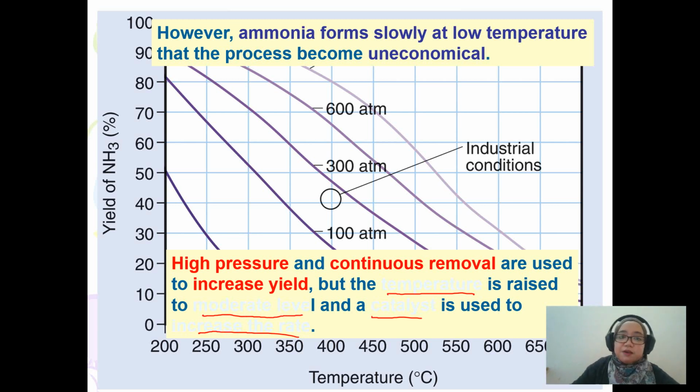So, dekat sini disebabkan ammonia ni dia akan form sangat slow kalau dekat low temperature. So, dia sangat-sangat menjadikan satu proses tu tak ekonomi lah. Dia banyak berguna, ongkosnya banyak kan. So, untuk increasekan formation of NH3, dia akan gunakan high pressure and continuous removal of NH3 so that dia boleh increase the yield of ammonia. Tapi, temperature dia akan naik dalam moderate level. Dia tak akan naik dengan terlalu tinggi. And dia akan tambah catalyst to increase the rate of the reaction.